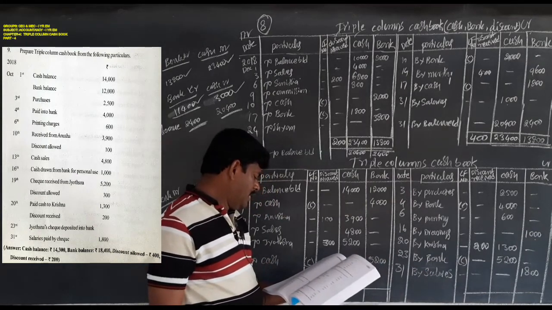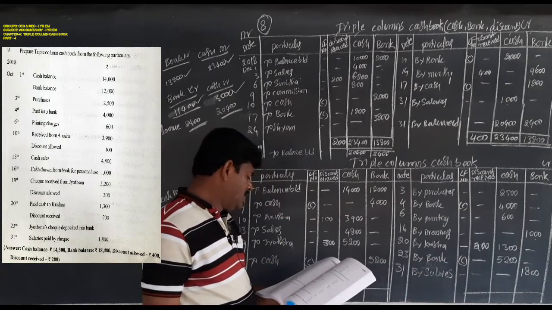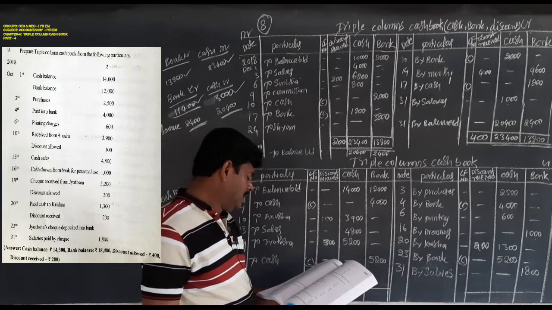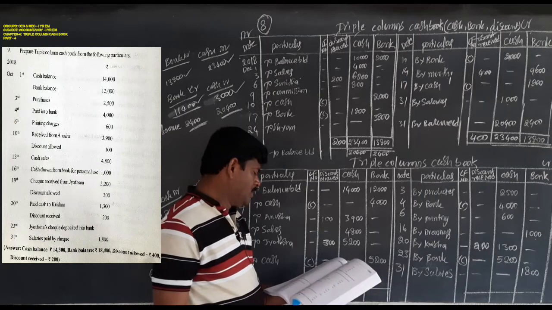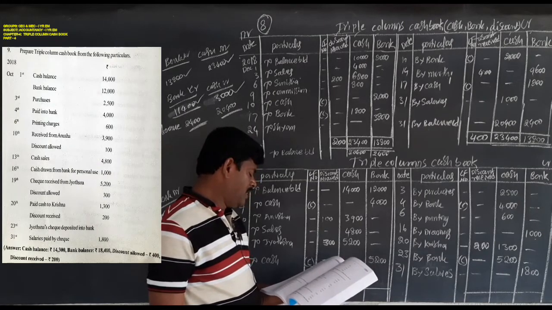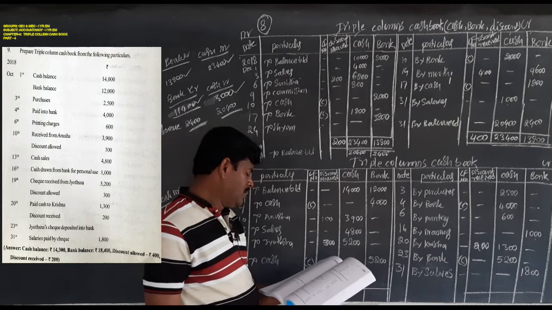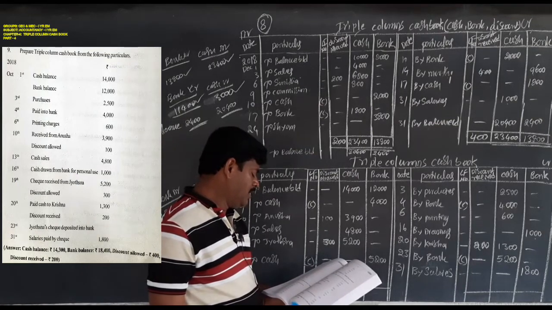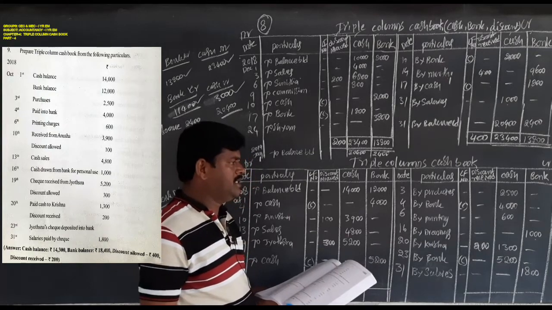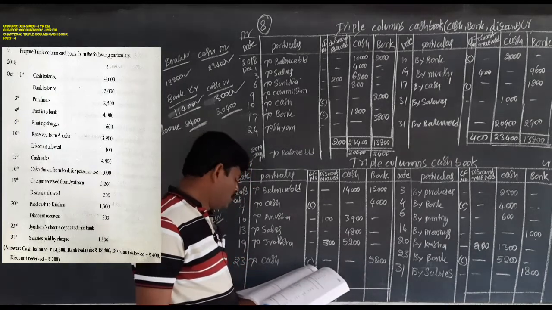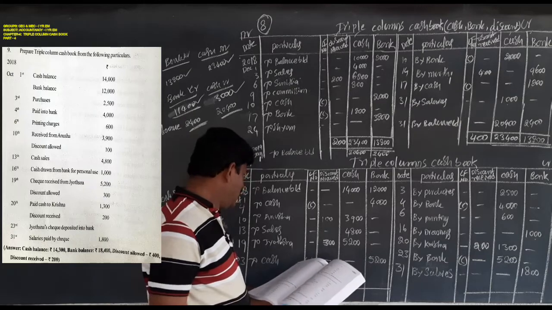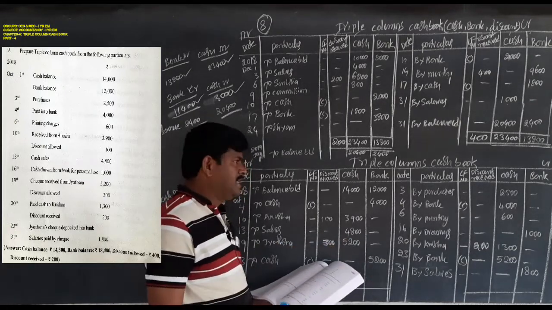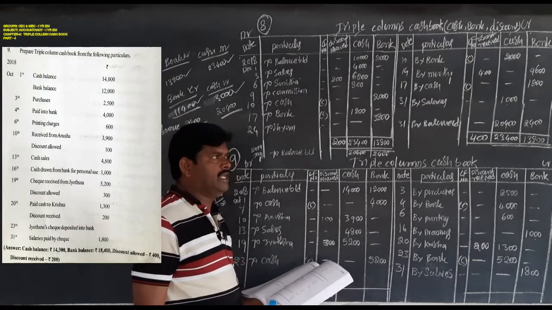Next, check received from Josna. This is a link between the 19th transaction and the 23rd transaction. So the check is received on the 19th day but deposited on the 23rd day. There is no contra entry on the 19th date, but the contra entry is on the 23rd date. Remember this one thing. So on the 19th date, Josna, amount in cash column. Check receipt, but we treat it as a cash receipt.